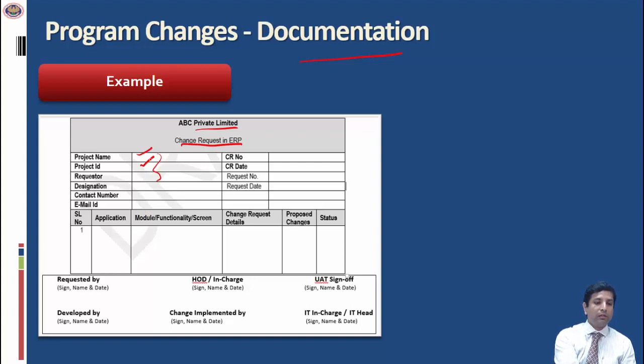The key thing here is who is the requester. So who has actually requested for the change? What is the designation of the person, and contact number and email ID for operational reasons. Another important thing in this form to note is the change request number. We have to make sure that all the changes are numbered in a sequence, so that when we come into audit, we know that all the changes are captured in the system.